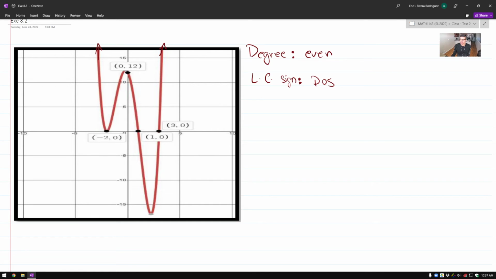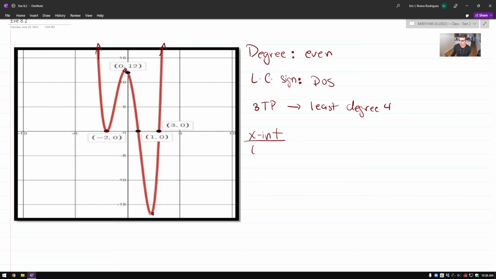Turning points. How many turning points do we have? How many? We have 3. 1, 2, and 3. 3 turning points. What is the relationship between the turning points and the degree? At least the degree is 4. Okay. Then what else do we need to look for here? X-intercept, correct.